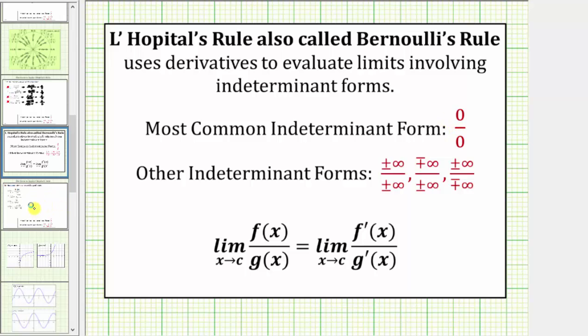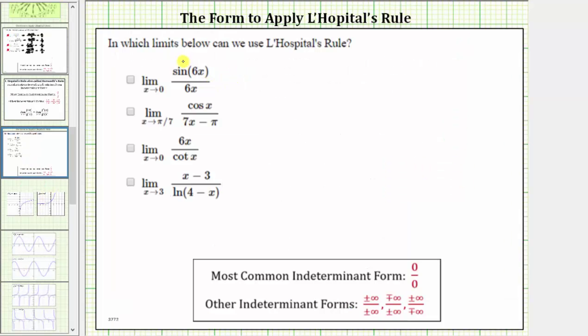So going back to our exercise, we will only be checking to see if L'Hopital's rule can be applied. We will not be determining the limits. Looking at this first limit, we have the limit as x approaches 0 of sine 6x divided by 6x. As x approaches 0, sine 6x approaches sine 0, and 6x also approaches 0. And because sine 0 equals 0, this limit is in the indeterminate form of 0 divided by 0, and therefore L'Hopital's rule can be applied.